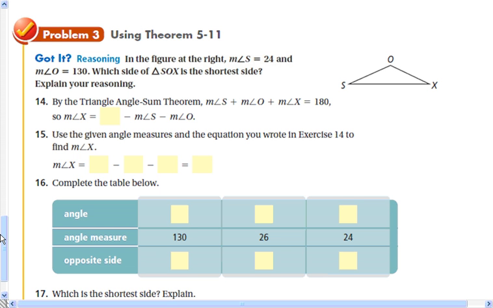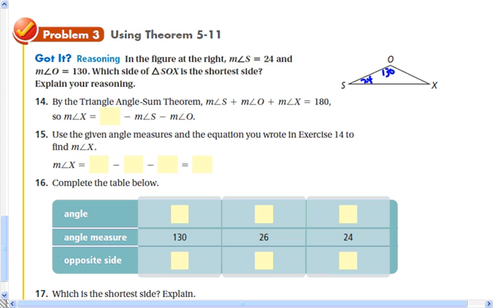All right, reasoning. In the figure at right, measure of angle S is equal to 24, measure of angle O is 130. Which side of triangle SOX is the shortest side? Explain your reasoning. All right, so if we label this, this is the 24 right here. This is the 130, and by the third angle theorem, we can find the missing angle, or by the triangle angle sum theorem.